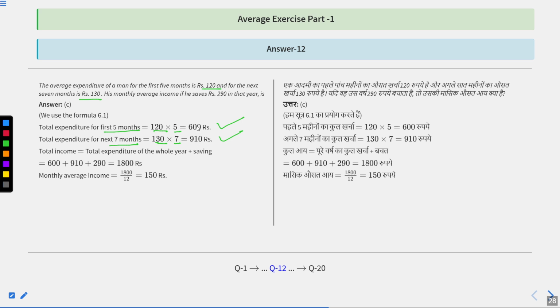And it is also given that he saved 290 rupees, so what will be the income of that person? So 600 plus 900, the expenditure, plus 290, which is 1800 rupees. So the monthly average income is 1800 divided by 12, which becomes 150 rupees per month. So C is the correct answer. Next one.